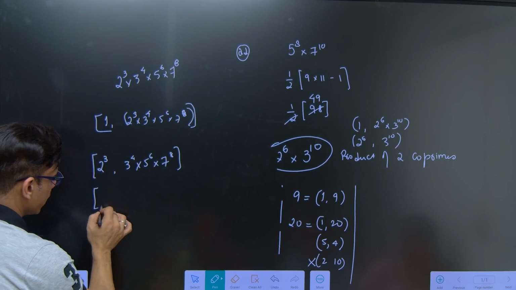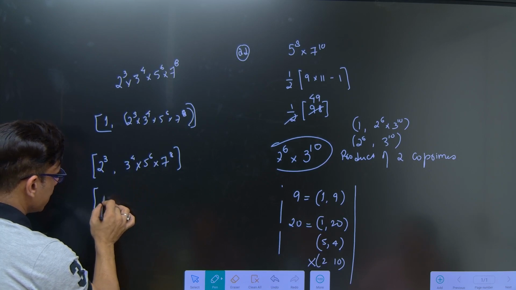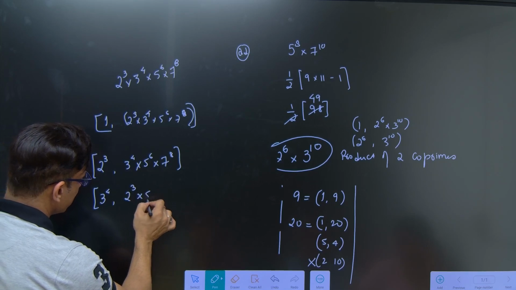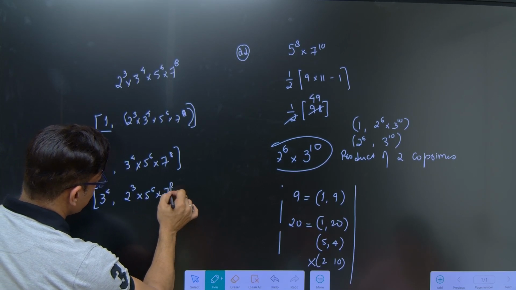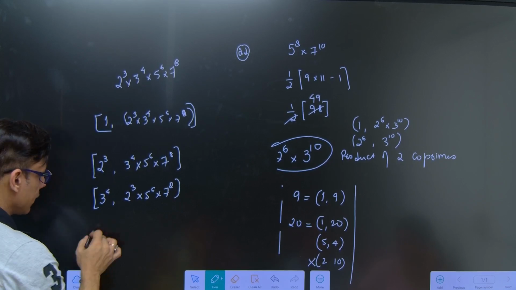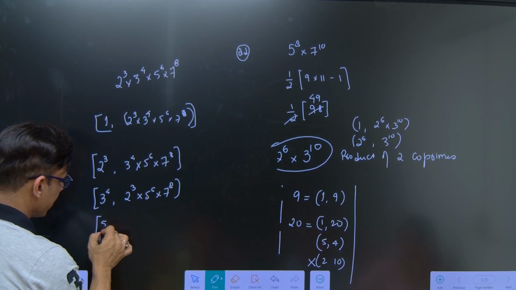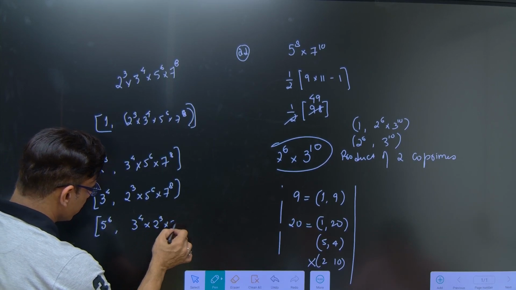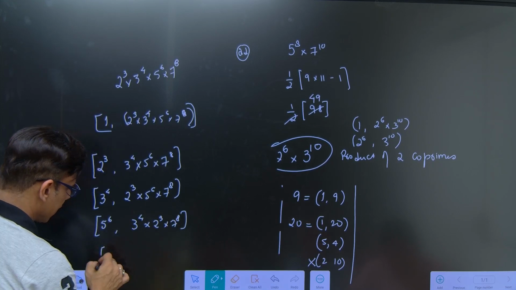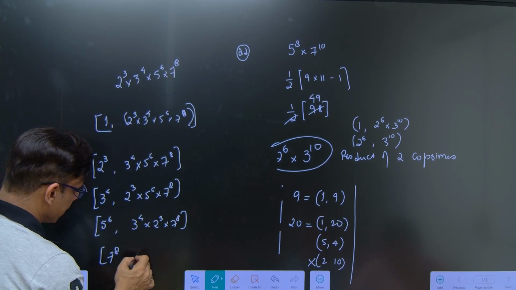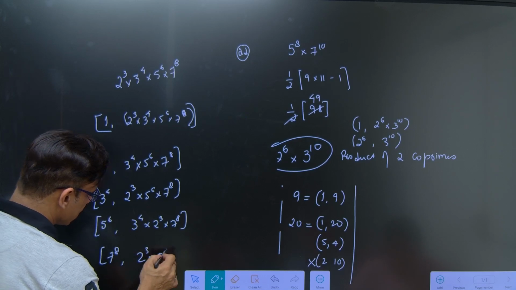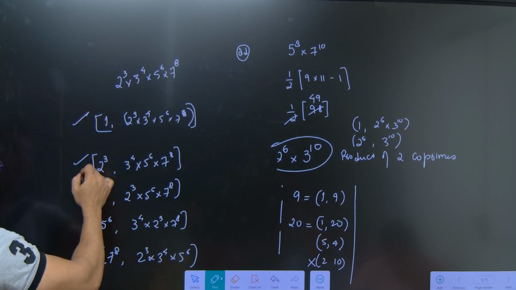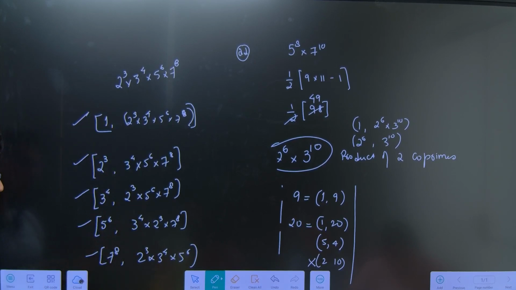Then third will be what? Then 3 raised to the power 4 will make a pair with 2 cube into 5 raised power 6 into 7 raised to the power 8. Then next will be what? 5 raised to the power 6 and 3 raised power 4 into 2 cube into 7 raised to the power 8. And last will be what? 7 raised to the power 8 and 2 cube into 3 raised power 4 into 5 raised power 6. So 1, 2, 3, 4, 5. Any other number?